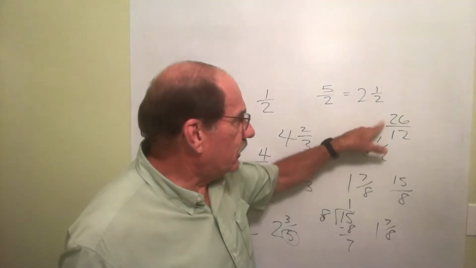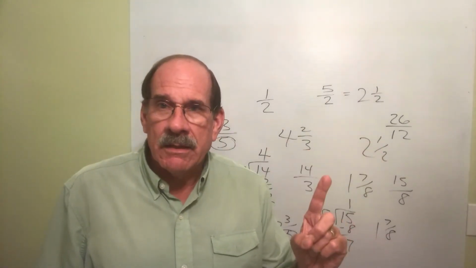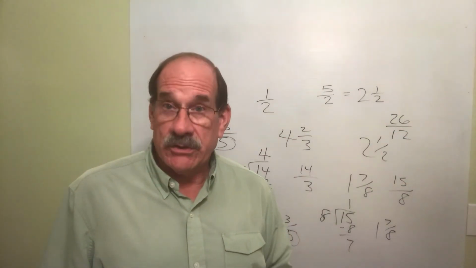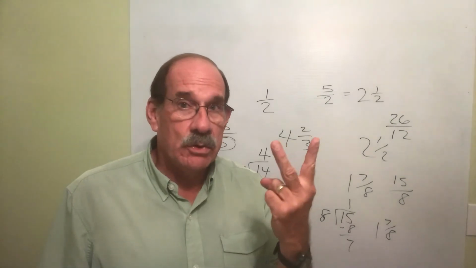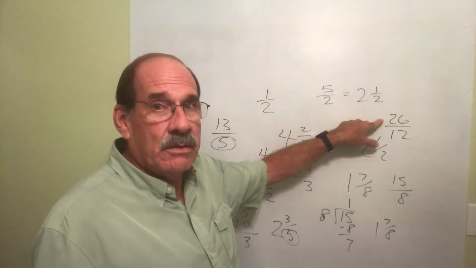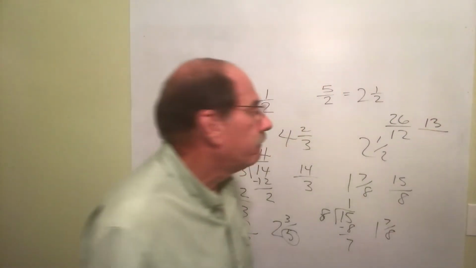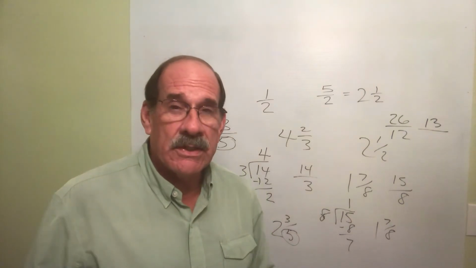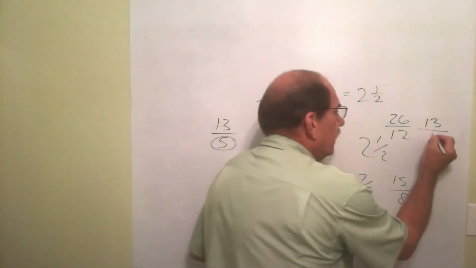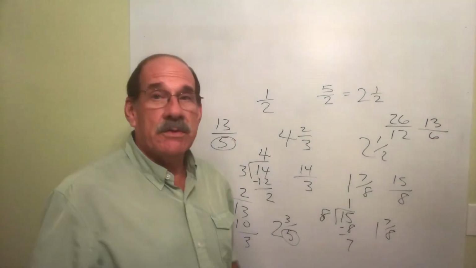Can I reduce this to lowest terms? I mean, can it reduce at all? Yes, it can. Meaning, can I divide both this and this by the same number? I certainly can. How about 2? Aha! Divide 26 by 2, that becomes 13. 12 divided by 2 becomes 6. So 26 over 12 is 13 over 6.